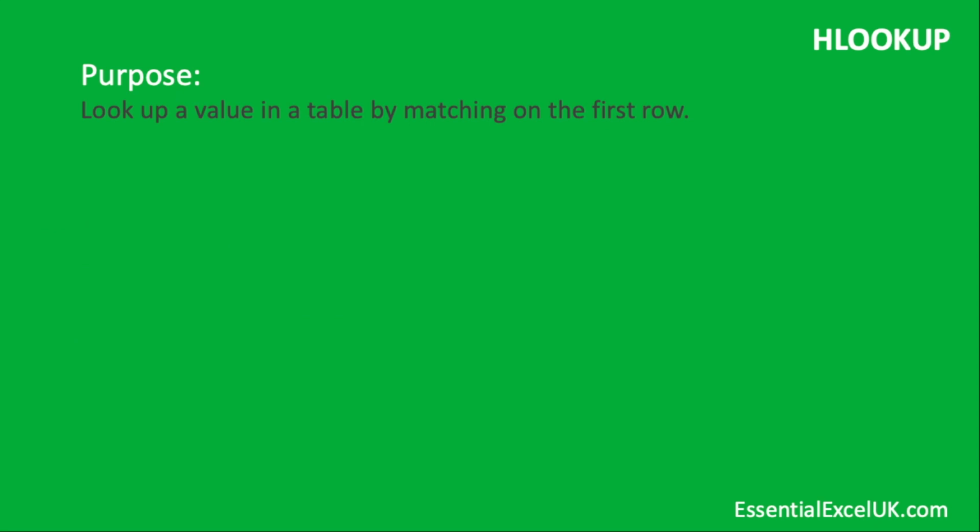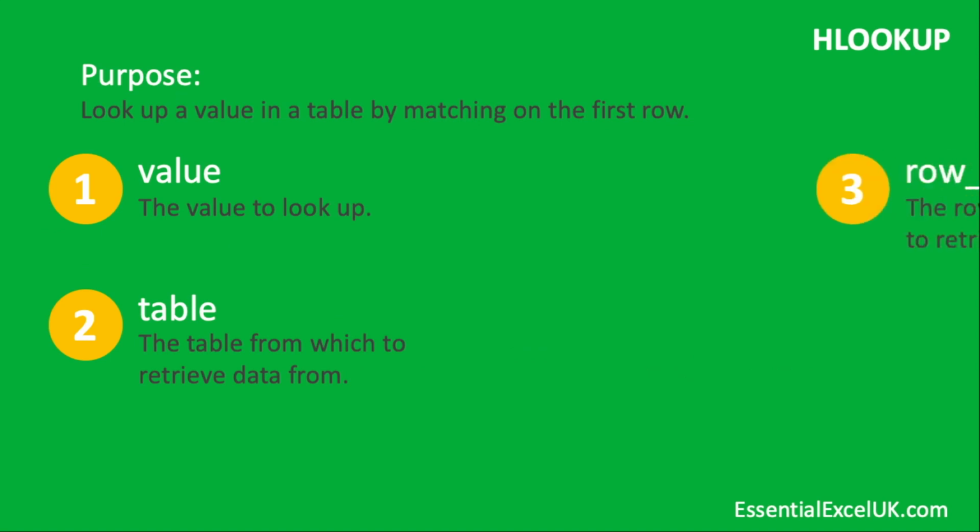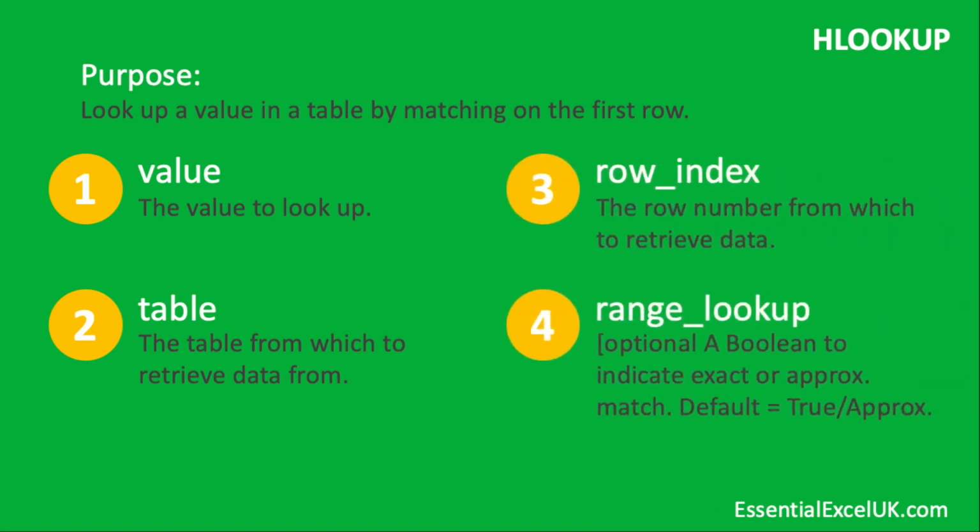There are four parts to the HLOOKUP function. The first one is value, second is table, third is row index, and lastly we have range lookup. Value is the value to look up. Table is the table from which to retrieve data. Row index is the row number from which to retrieve data, so a row from within the table from where you want to retrieve data. And lastly, number 4, we've got range lookup.